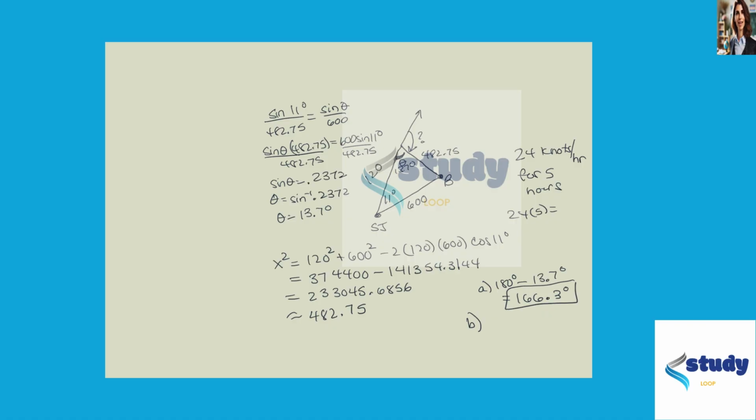Well, if we have to go 482.75 nautical miles at 24 knots per hour, we're just going to divide. And that is going to give me 20.11 hours. And there you have it.